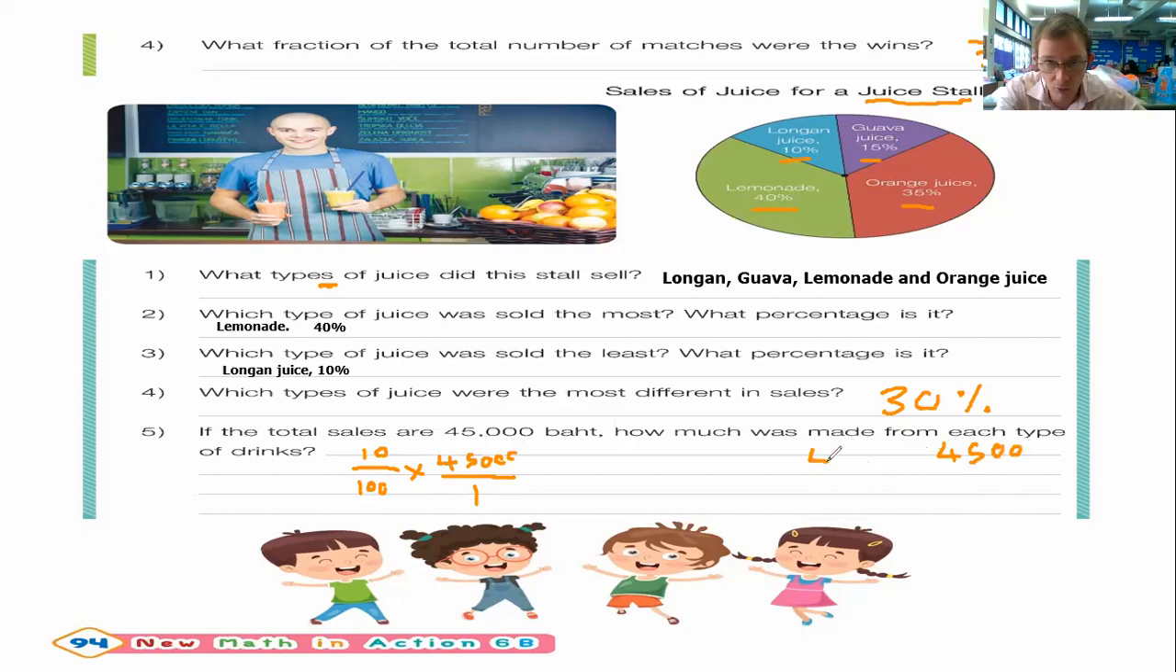All right, LO for the longan. All right, G for guava. All right, O for orange juice. And at the bottom, I'll write LE for lemonade. So guava juice is about 15%. So if you calculate guava juice, what do you think the amount of money is that they made from guava juice?